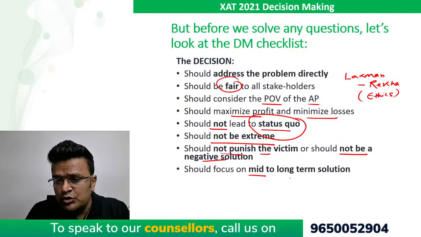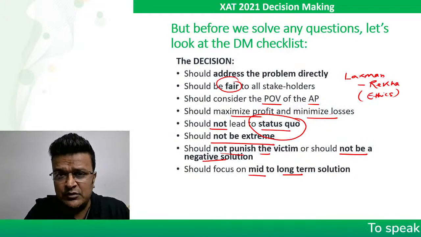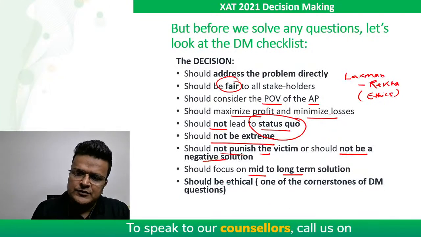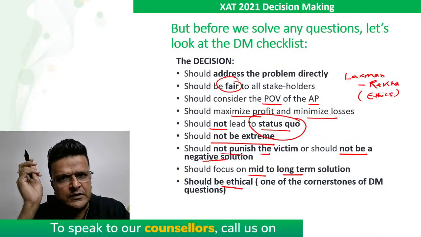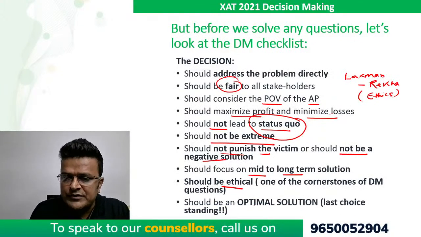Avoid short-term solutions. Think about midterm and long-term solutions, 1 year down the line, 5 years down the line, rather than only 2 days or 5 days. Correct? Avoid that. And as you know, your choices must be ethical. Correct. So based on these 9 points, try to choose the optimal solution.